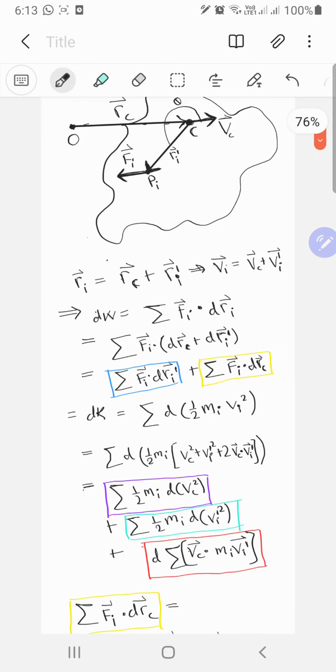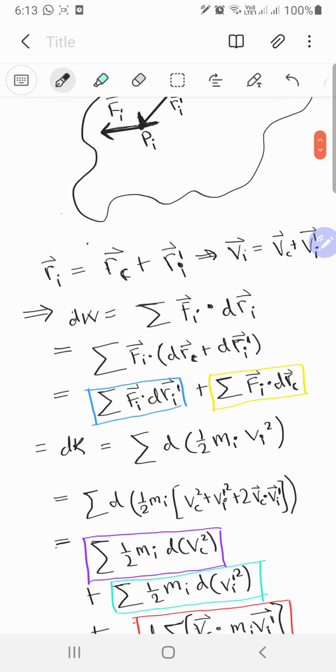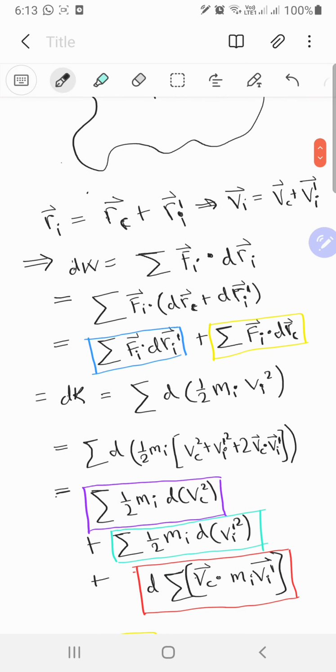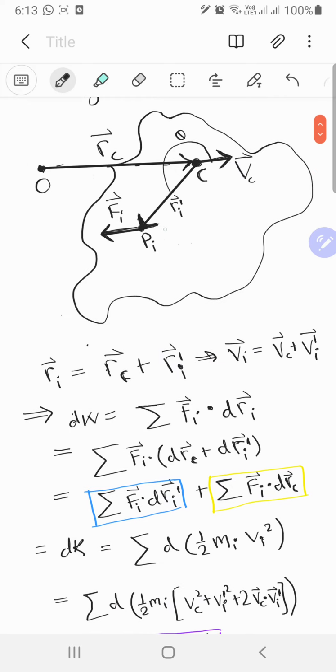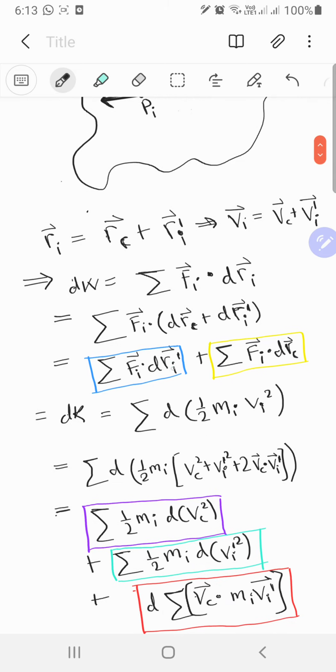Then using the work energy theorem, we will write the small elemental change in the work done on this body due to all the forces, which is basically the summation of the forces multiplied by the distance in which they were moving. Okay, so this is basically the definition of work.